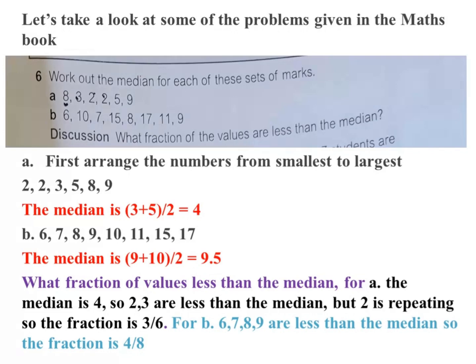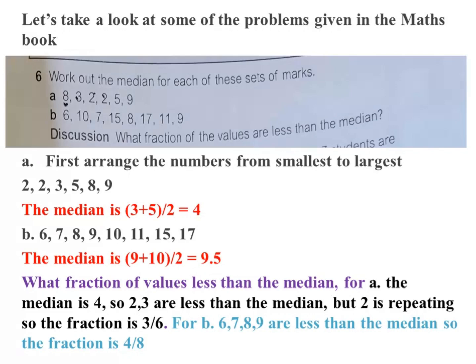The median of the first number set is 4. As you know, the set consists of an even number of numbers, so the median has to be calculated by taking the average of the two numbers in the middle. Similarly, you can find the answer for B, and the answer is 9.5.